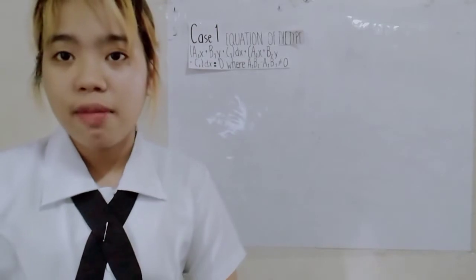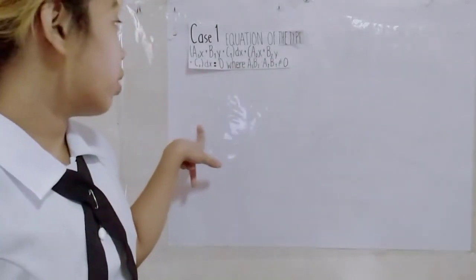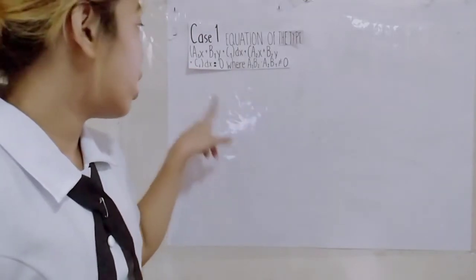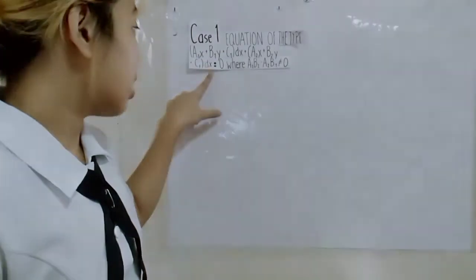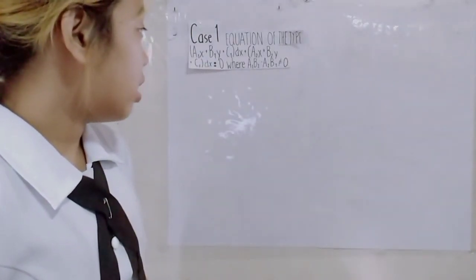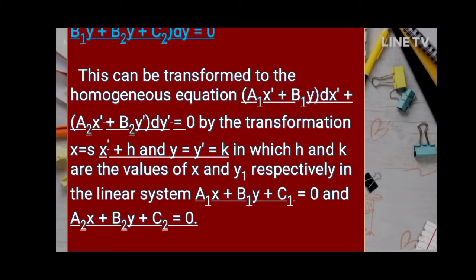Equation of the type a sub 1x plus b sub 1y plus c sub 1 dx plus a sub 2x plus b sub 2y plus c sub 2 dy equals to 0, where a sub 1, b sub 2 minus a sub 2, b sub 1 is not equals to 0. This can be transformed to the homogeneous equation a sub 1x prime plus b sub 1y prime dx prime plus a sub 2x prime plus b sub 2y prime dy prime equals to 0.